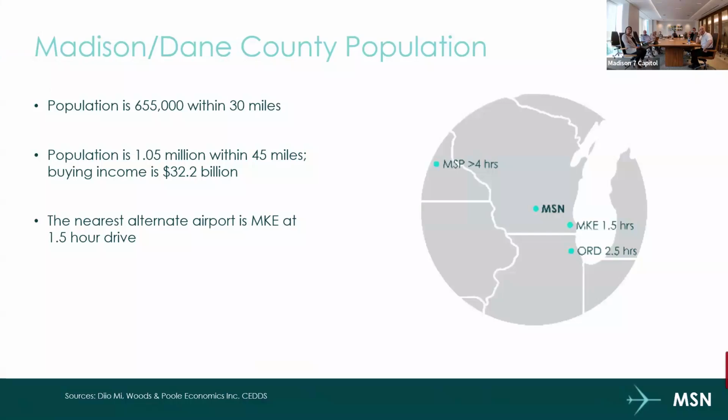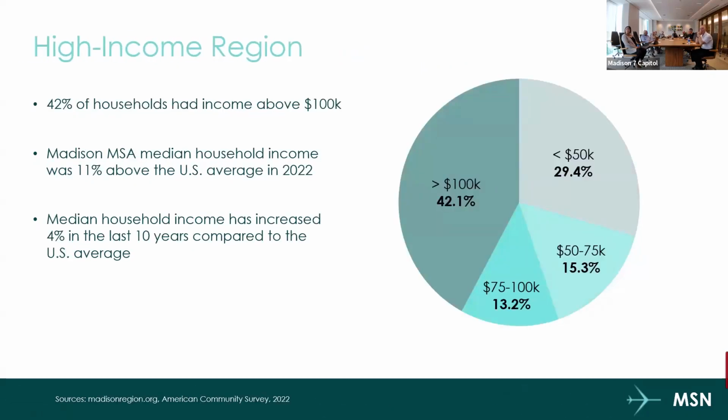What airlines like to see is pretty much demographics and population. We showed that the population is 655,000 within 30 miles, and over 1 million within 45 miles, with a buying income of 32.2 billion. Obviously, our biggest competitors are Milwaukee, just an hour and a half east of us, and O'Hare, about 2.5 hours southeast of us. What we highlight is that Madison is a very high income region. Over 42% of households had an income of over 100,000.